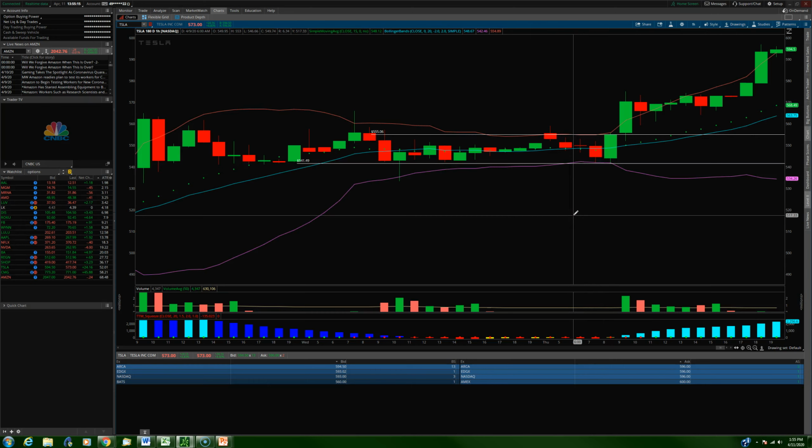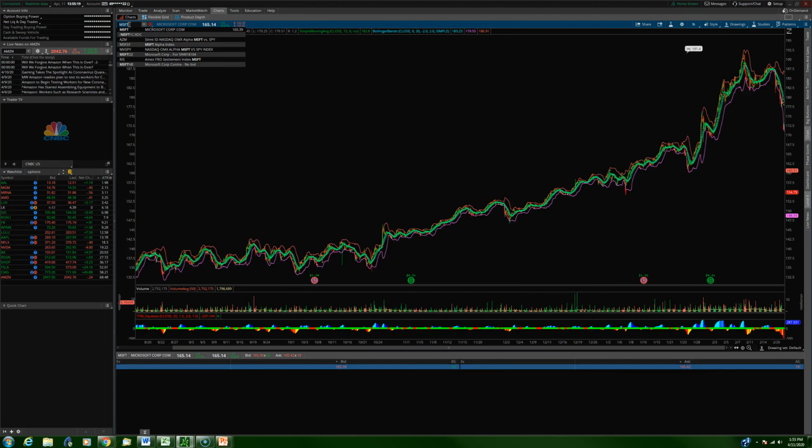And there are so many different ways, guys, to trade squeezes. Let's look at an example of a squeeze right now in Microsoft.